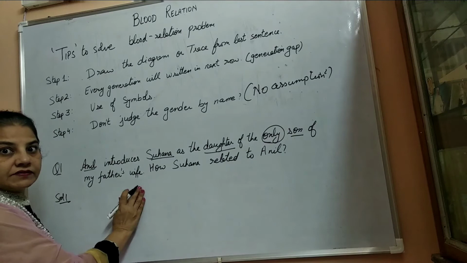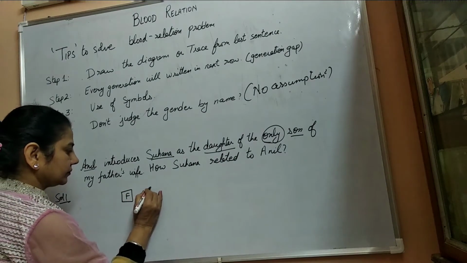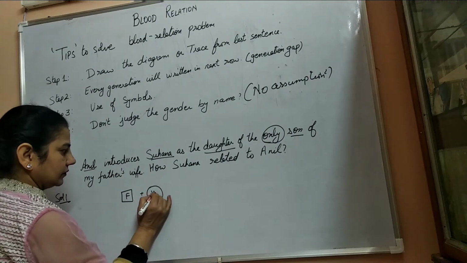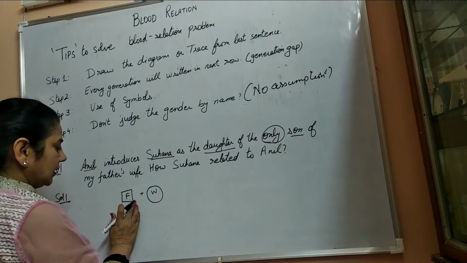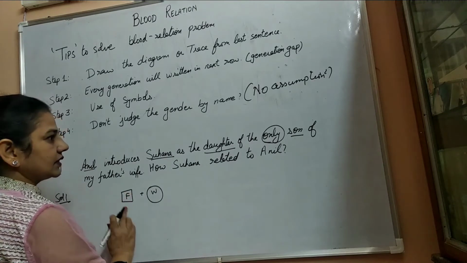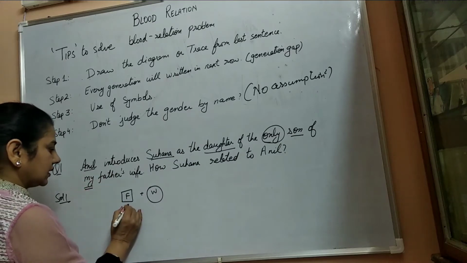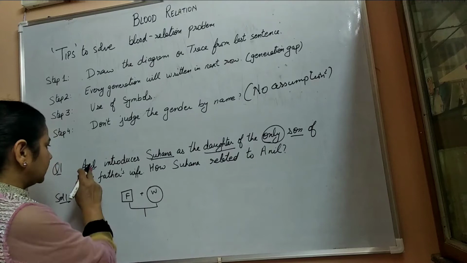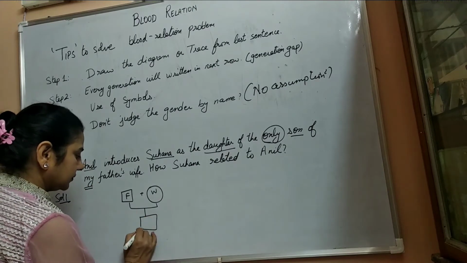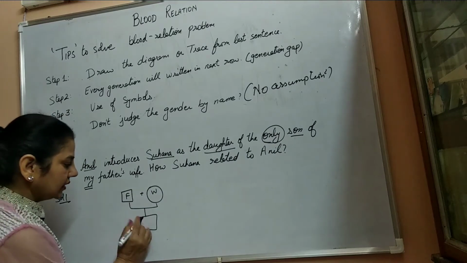My father's wife means father and wife. They are husband and wife. Now here you can say they have only one son. Only son, my father's only son. Who is the only son? Father and wife, husband and wife, have the only son. The only son is Anil. It's given to you, so I have put the box over here. Son is Anil.